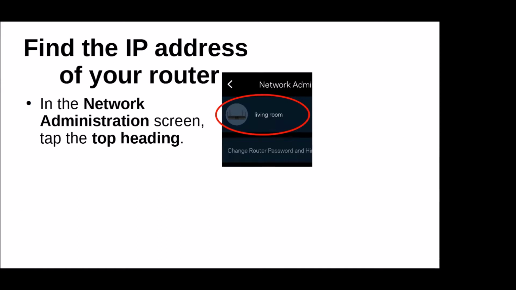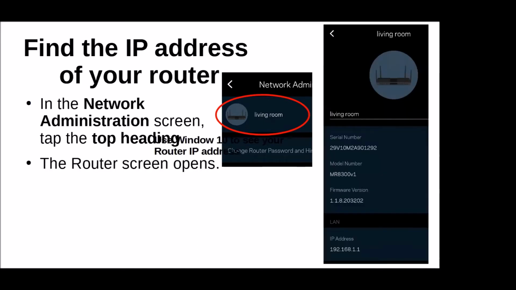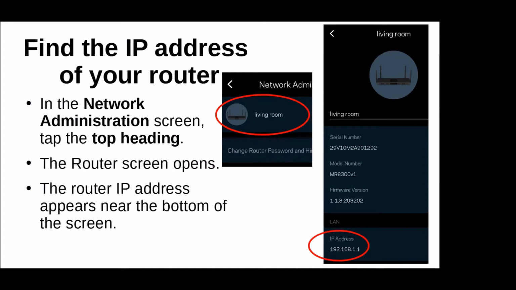Okay. It turns out if you have a Linksys router and you use that router administration app, you can tap the top heading where it has an icon for the router itself, and this screen opens, and by golly, down at the bottom, it has the router IP address. So that's a good way to confirm it, in addition to the ways I showed you in Windows 10 and in the iOS in the prior presentation.